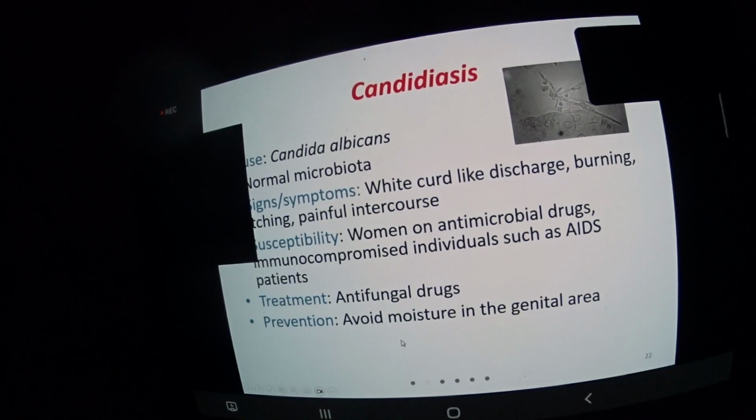Prevention, making sure the area is clean, dry. If you have antibiotics, take normal probiotics that can help, consume things like yogurt. They have a large group of probiotics or flora that helps with reimplanting the normal flora.